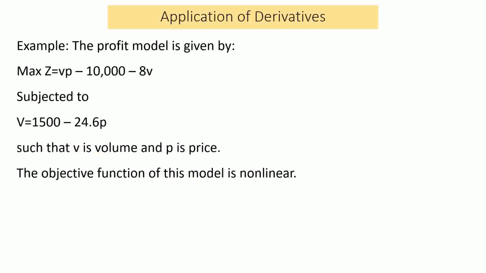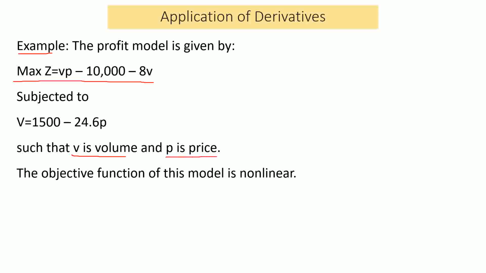Let's take one simple example and let's solve this example. Look, the profit model is given by what? Maximize Z equals VP minus 10,000 minus 8V, subject to V equals 1,500 minus 24.6P, such that V is the volume, or it can be the sales volume, and P is the price.